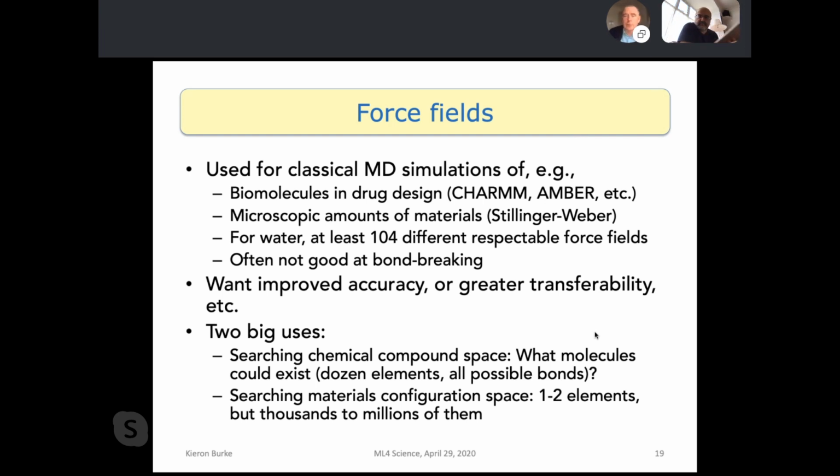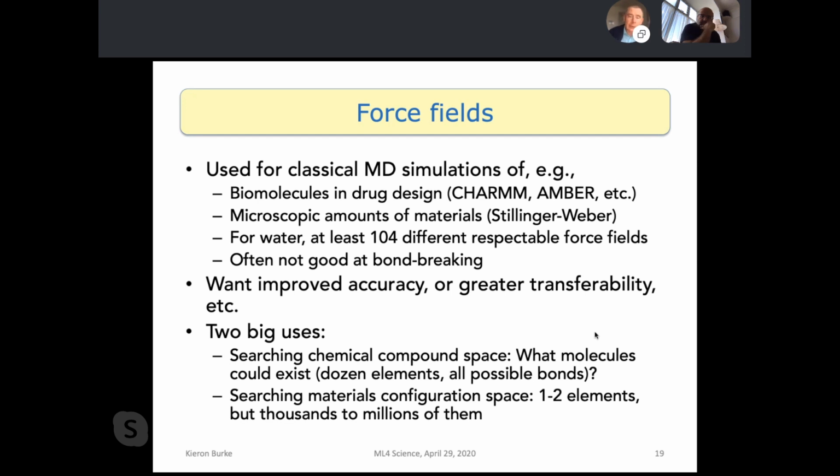And these days there are hundreds of force fields, let's say, for water. Often they're not good at bond breaking. There are attempts to make them good at bond breaking. They tend to be parameterized around equilibrium of bonded systems, and they're used for drug discovery and material simulations when you have very large numbers of atoms. And there are two, I could think of them as distinct, uses of these force fields that people are now generating using machine learning. One is searching chemical compound space.